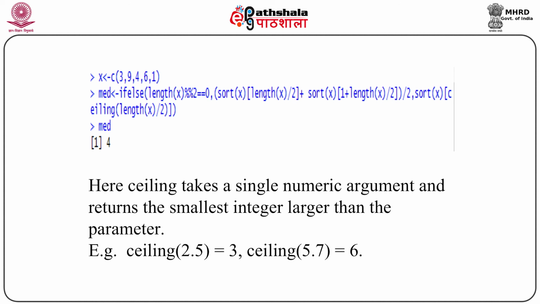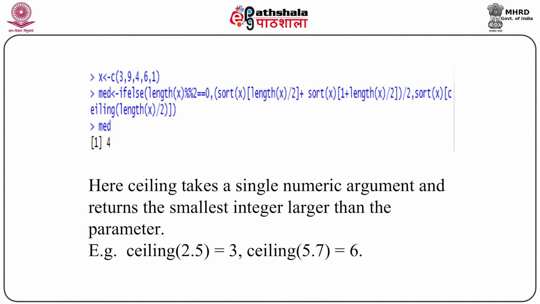Here, since we have 5 numbers, the length of X is 5. Now, if we sort the series, it would be 1, 3, 4, 6 and 9. And the value corresponding to the ceiling of 5 by 2, that is the value at X[3] when X is sorted, is 4. So, 4 is the median here.